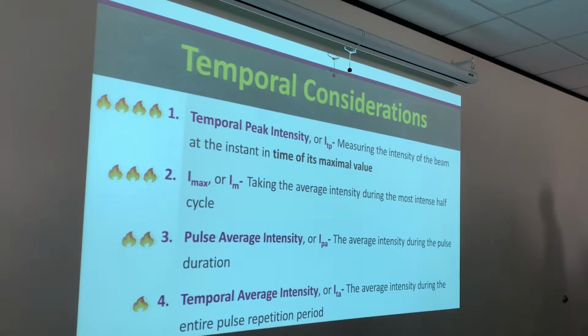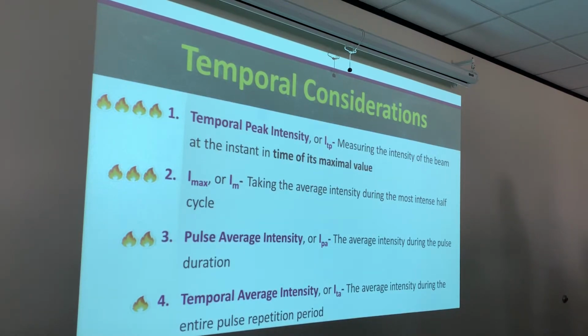Our pulse average intensity, guys, our IPA, that's going to be the average intensity during the pulse duration. Just during the pulse, okay? Remember, averages are always lower than peaks, of course, okay? So, again, pulse average is taking the average intensity during the pulse duration, during our on time, during our transmit time only, all right?